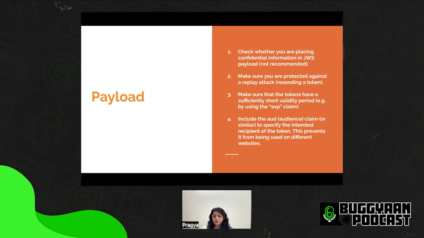So these were some generic best practices for using JWTs. To summarize, for preventing JWT attacks, make sure your implementation is correct. Make sure you're following best practices. Make sure there are no misconfigurations. So that's the whole gist of protecting against JWT attacks.